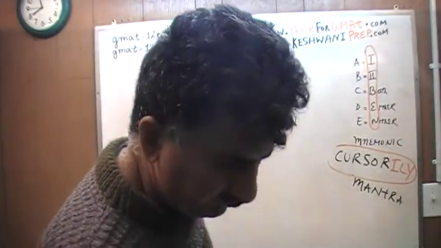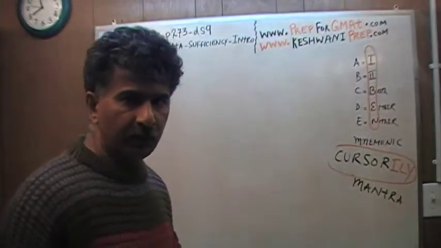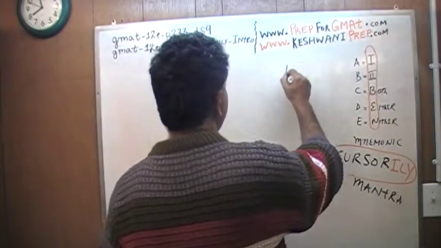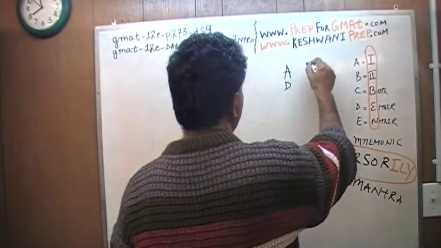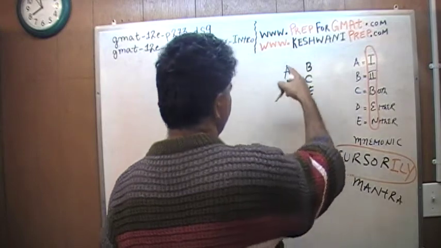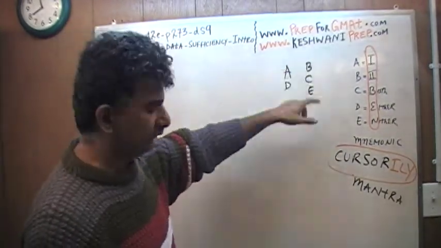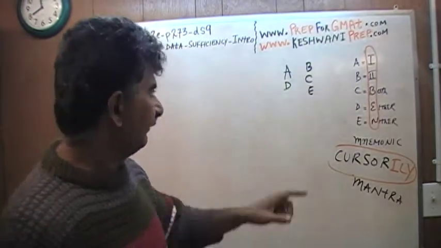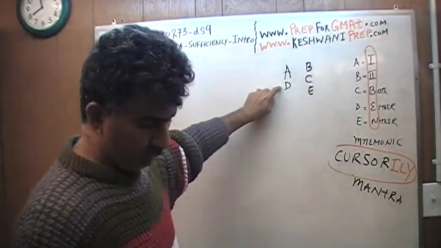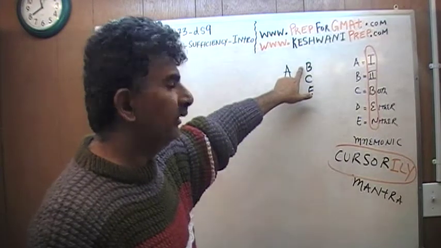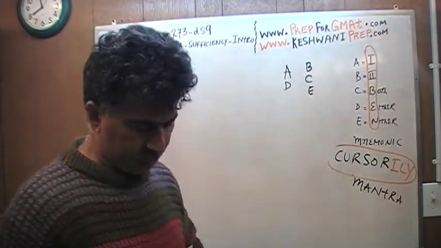Since this is a data sufficiency question, before I do any work at all, I'm going to write down my chart here: A, D, B, C, E. These are my options. The right answer is going to be either out of the first column or the second column. In other words, if I rule out A, that also kills D. If I rule out B, that also kills C and E.